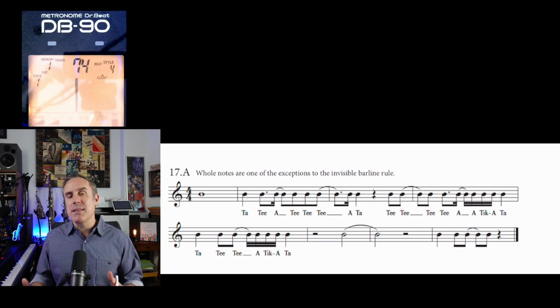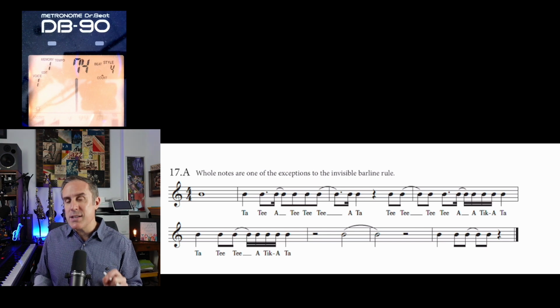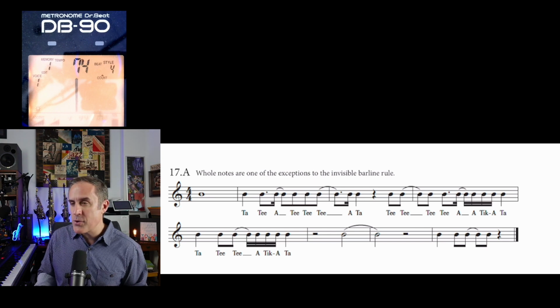I'll be vocalizing this on a G3. Now you're welcome to sing that exact pitch with me, or an octave higher, an octave lower, or a different note altogether. But the idea is that you vocalize these rhythms with me. So here we go. Get the metronome started.